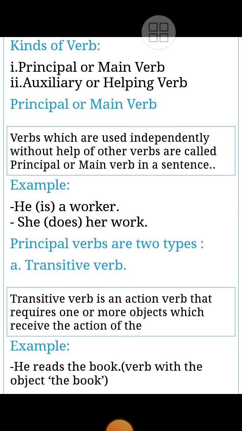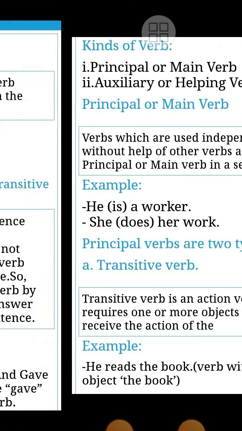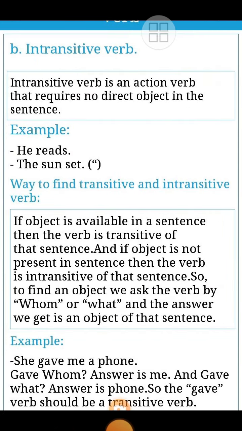Principal verbs are of two types: transitive verb. Transitive verb is an action verb that requires one or more objects which receive the action. Example: he reads the book. The verb reads has the object the book. Intransitive verb. Intransitive verb is an action verb that requires no direct object in the sentence. Example: he runs.